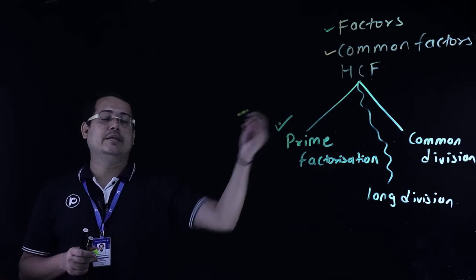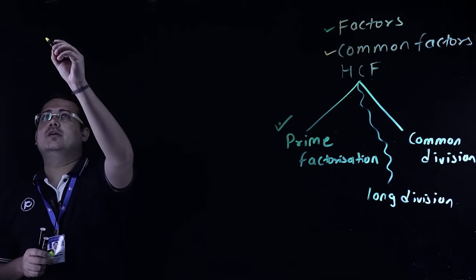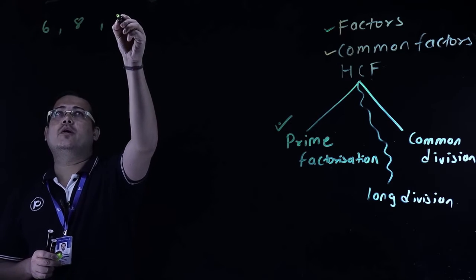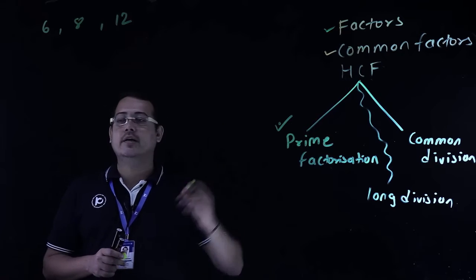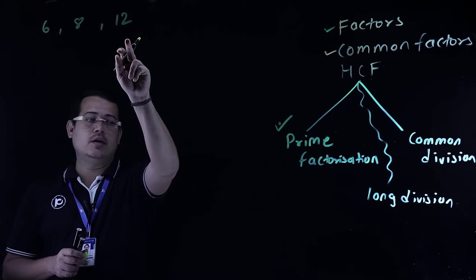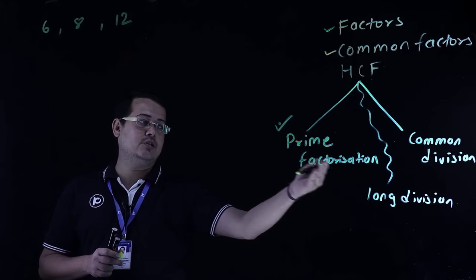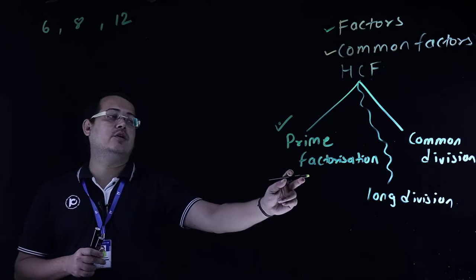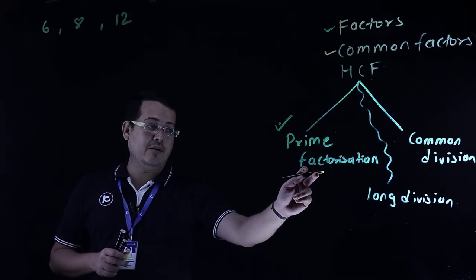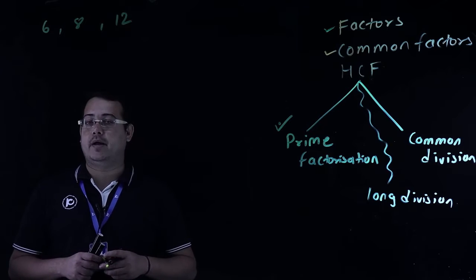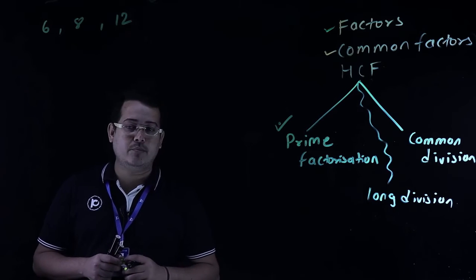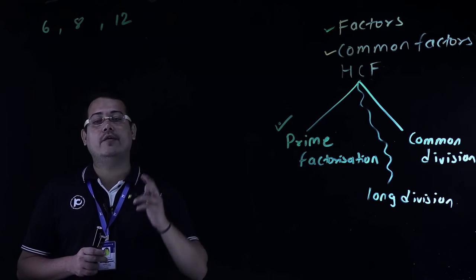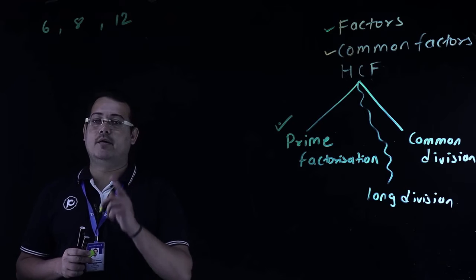We will find the HCF of the given numbers, and the numbers are 6, 8, 12. We are taking smaller numbers. We will find the highest common factor between these three numbers, and we have different methods: prime factorization, long division and common division. We will try this sum with the first method, prime factorization. In the prime factorization method you have to use only prime numbers. What is the definition of prime numbers? Prime numbers are those numbers which are divisible by themselves only. A prime number has only two factors, the number itself and 1.